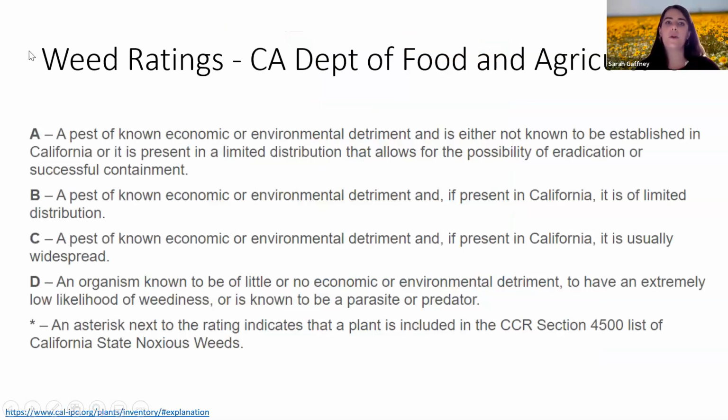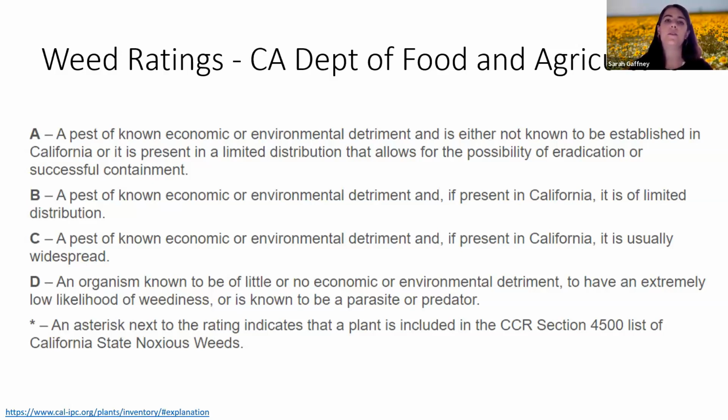Based off of where people think a species is in its invasion trajectory determines how it's going to be rated. A lot of different organizations have weed ratings. The California Department of Food and Agriculture has an ABCD system, and they do their ratings based on whether a species is known to cause economic and environmental damage. An A is the topmost priority because we know that species is going to cause harm, because it might be in another state nearby and is causing a lot of harm, but currently it's not really in California yet.